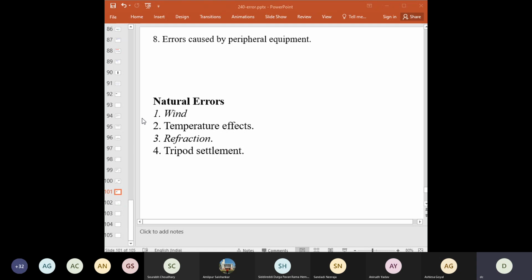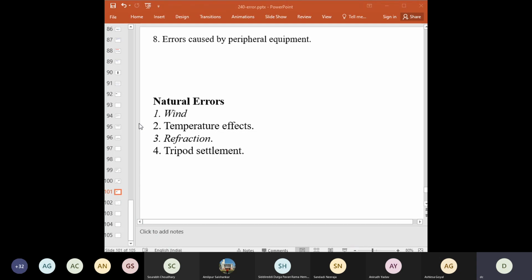And tripod related issues. We know for conventional setups, these are the best to go for proper leveling and centering. So tripod settlement is another type of error source. The weight of an instrument may cause the tripod to settle differentially along all three legs, particularly when it is set up on soft ground or asphalt highways or mine dumps, topsoil.